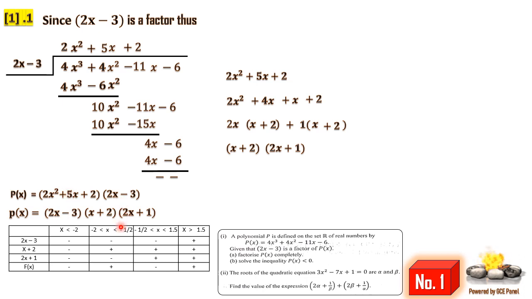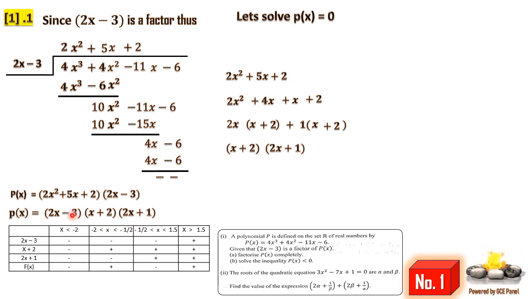Now the next part says we should solve the inequality p of x is less than 0. At this point, we have already factorized our p of x completely and have a product of 3 linear factors. We can just get the boundary solutions and make a table. For the first factor, the boundary is 2x minus 3 equals 0, and when we solve for x, we have x equals 1.5 or 3 on 2. For x plus 2, the boundary solution is negative 2, and for 2x plus 1, the boundary solution will be negative a half. So we can form a table with all of that.